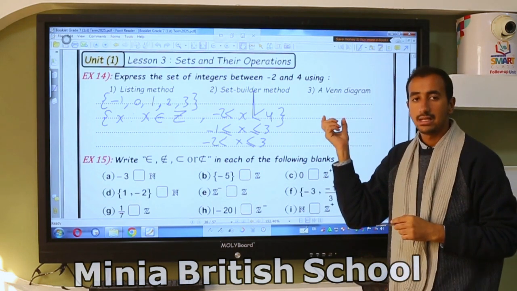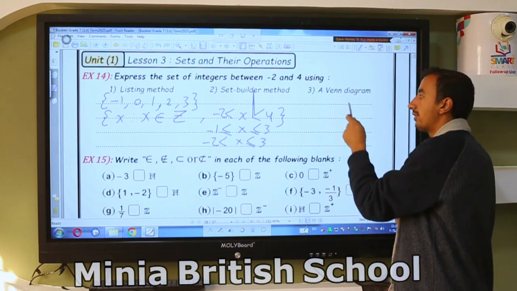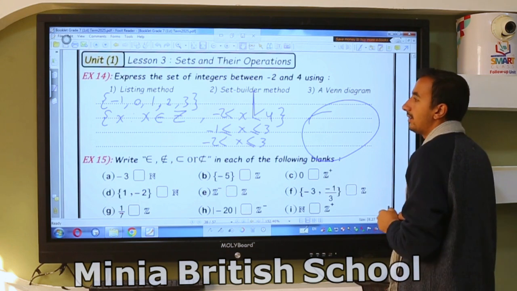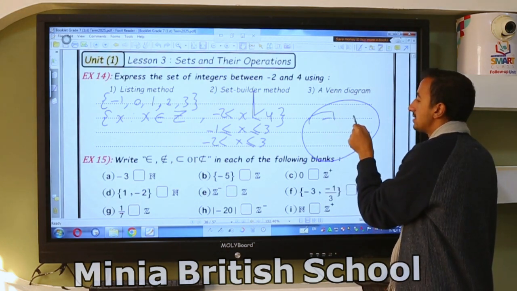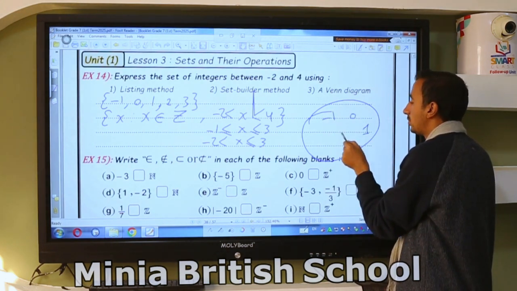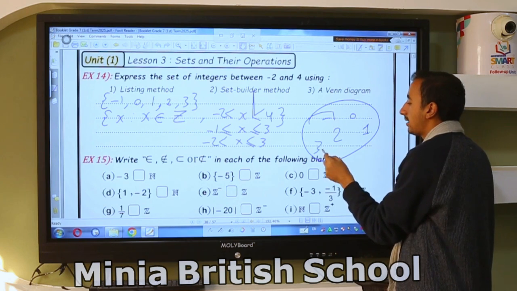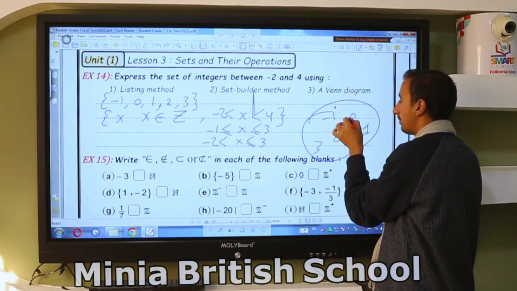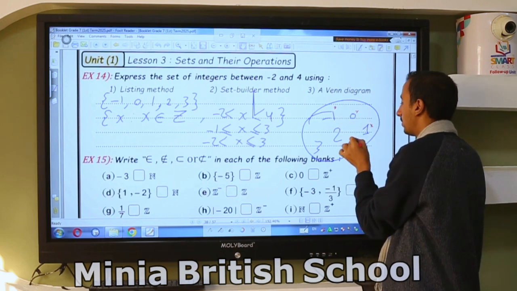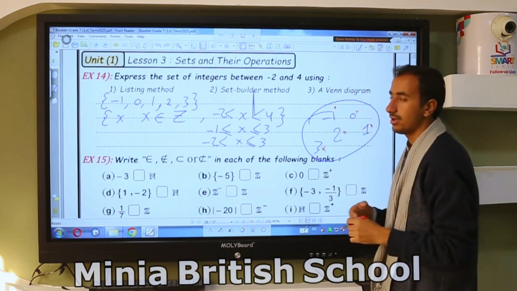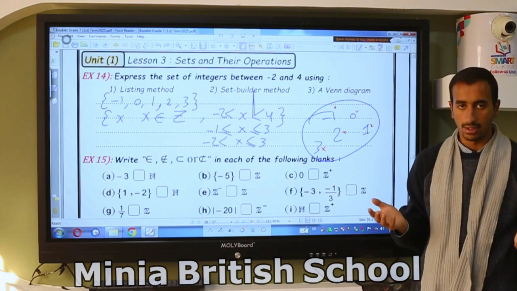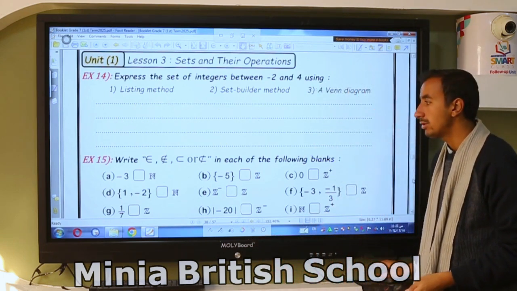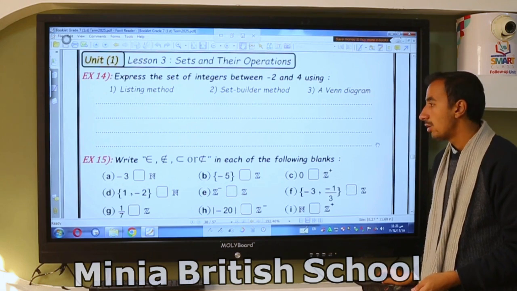And the last strategy is the Venn diagram. Express it here with the numbers -1, 0, 1, 2, 3. Make a point for each to reach this number. Here I have the Venn diagram with the circle. Okay, it's a group. Now take the right symbol: belong to or not belong to, subset or not subset.